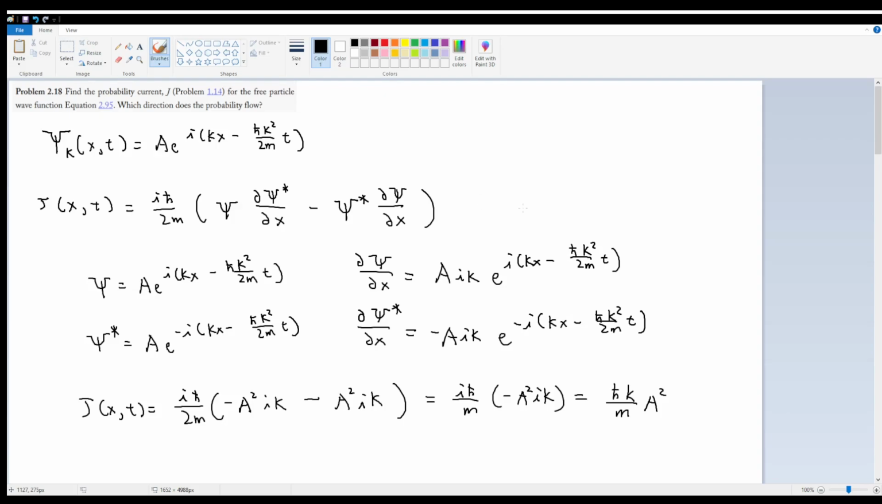This implies that the probability flows in the same direction as the particle, because the direction of motion is determined by the sign of k. If k is positive, it represents particles moving in the positive x direction. If k is negative, it represents particles moving in the negative x direction. Correspondingly, if k is positive, the probability current is positive, so the probability flows to the right. If k is negative, the probability flows to the left over time. That is what we expect, and it makes sense.